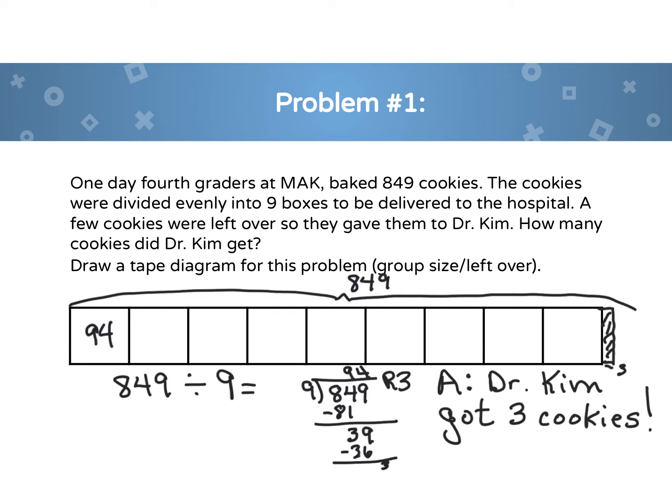Okay, so I did my problem and there were 3 cookies left over, so Dr. Kim got 3 cookies, and 94 cookies went into each of the 9 boxes. But my question only asked how many did Dr. Kim get, so that is what he got. Okay, let's do another one.